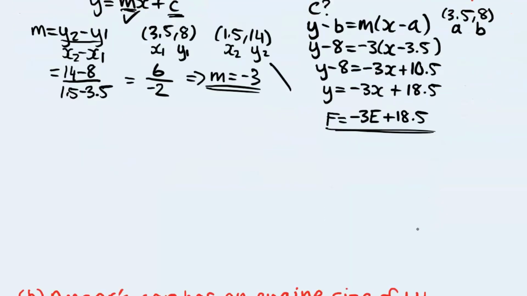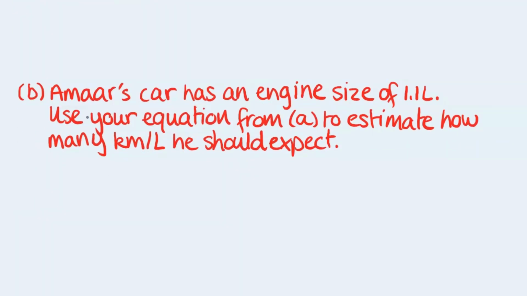Alright, so let's move on to question B then. Okay, so this question is saying that Amar's car has an engine size of 1.1 litres and we have to use our equation from part A to estimate how many kilometres per litre he should expect. Okay, so this is a typical add-on question. After you figure out the equation of a straight line, you can then figure out any other point on that line if you know one of the variables. Okay, so in this case we know one of the variables. We have the engine size of 1.1 litres.